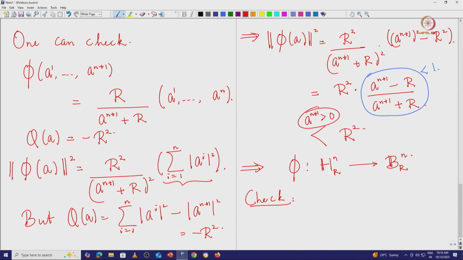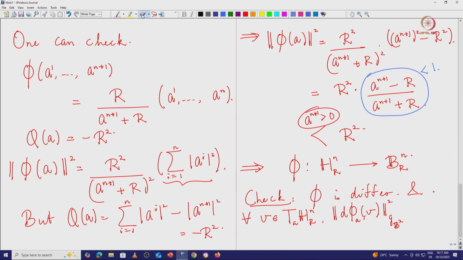One has to check, and in fact from the geometric picture it's clear, that this is going to be a diffeomorphism, but one has to check this explicitly, that phi is a diffeomorphism, and moreover for all tangent vectors to the hyperboloid, one has to check that if you look at the image under the derivative map and compute the norm squared with respect to the Poincare ball metric, then that is precisely Q of V, this quadratic form evaluated at V.